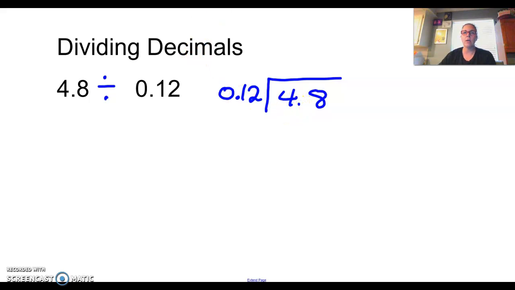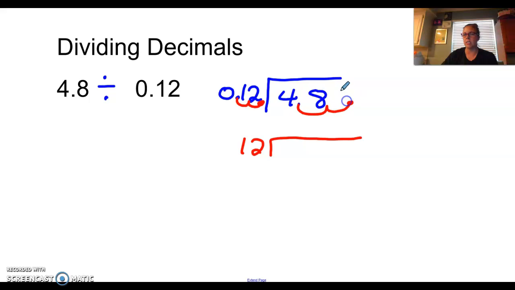But how you would do this, I do want to give you an example. You start on the outside, and you want to make sure this becomes a whole number. So our decimal has to end up over here. We move our decimal 2 places, and that becomes 12. If you move this over 2 places, you've got to move this one over 2 places. So we're going to have to add a 0. So 480 divided by 12. Here's our decimal. We bring it straight up. Okay? So now we divide like normal.